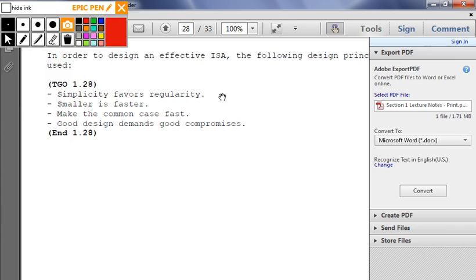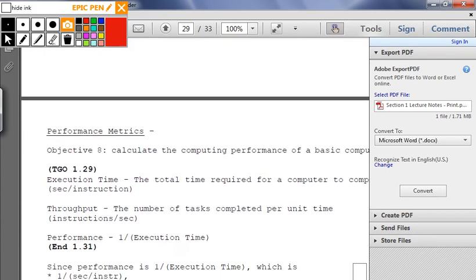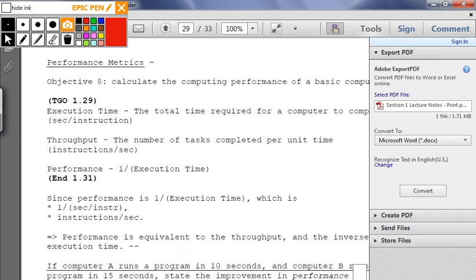Okay. Any other questions? So we're about to move on to computing performance, but does anybody have any questions about anything we covered last class or anything I just talked about with CISC and design principles?